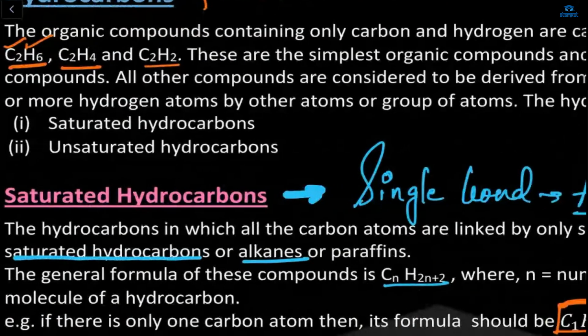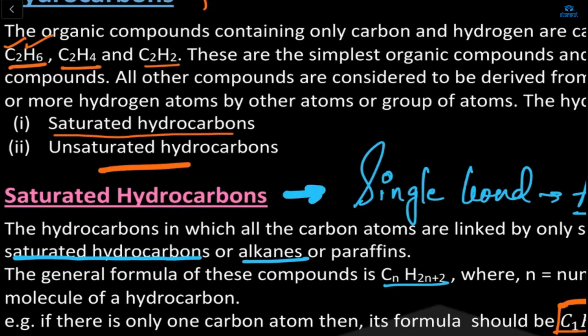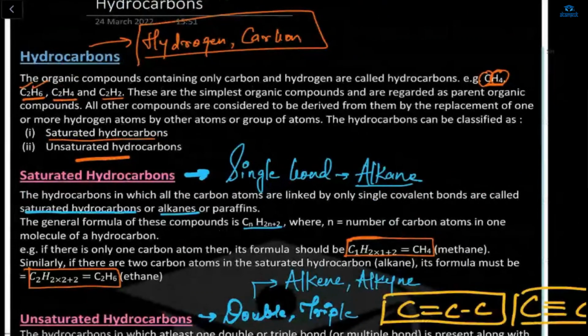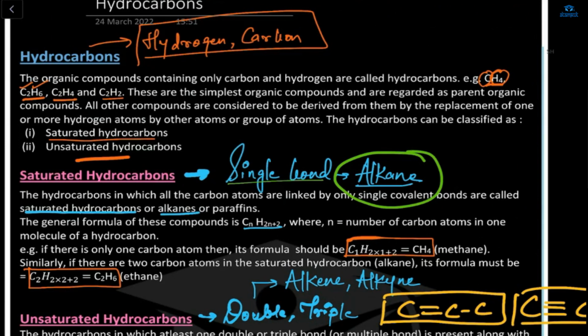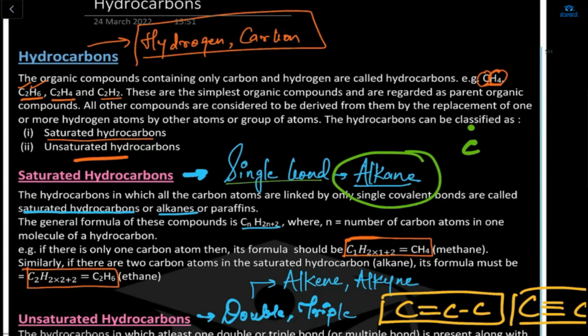This can be classified into two types: first, saturated hydrocarbons, and the second one is unsaturated hydrocarbons. So what are saturated hydrocarbons? In a simple way, a saturated hydrocarbon has single bonds. Single bond means alkane. In CH4 there will be single bonds with H. So this is a single bond saturated hydrocarbon.